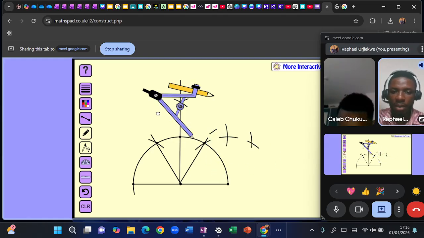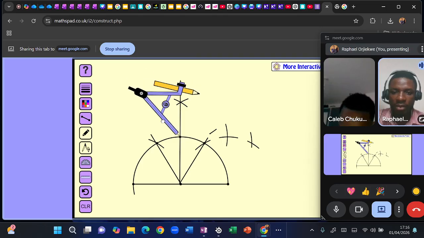Now I'm not going to end there. I've constructed 45 and 30. I will connect the lines to the midpoint. But before I do that, let me construct angle 105. Angle 105 is in between angle 90 and angle 120. Know that this is 120 that we've constructed. This is 90. This is 60. This is 45.